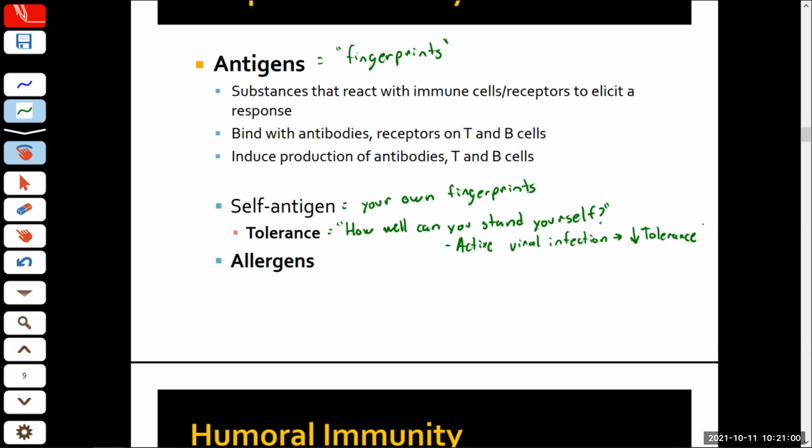Therefore, you right now, being healthy, not exposed to a virus, what's your tolerance at? It's pretty high. So I'm going to say normal life, high tolerance. So tolerance is really talking about how closely are we looking at ourselves.